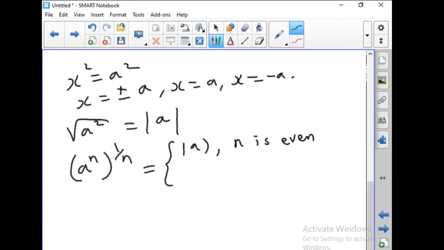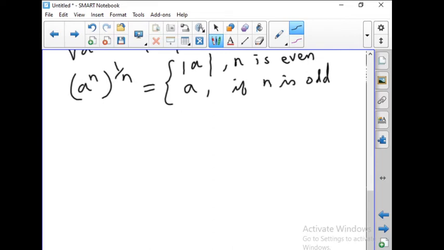Modulus of a when n is even, and a if n is odd. So, a power n, the whole power 1 by n, is equal to mod a if n is even and a if n is odd. For example, take the fourth root of (minus 2) power 4. What is this actually? Minus 2 power 4, the power is even, therefore it is nothing but the fourth root of 16.